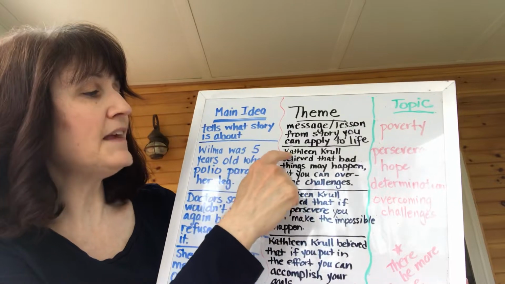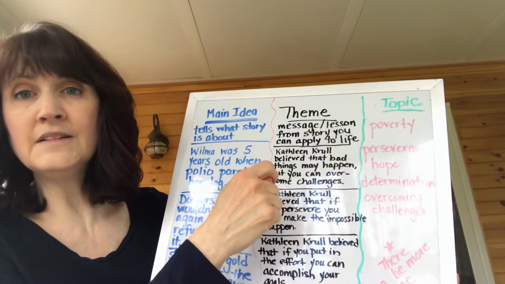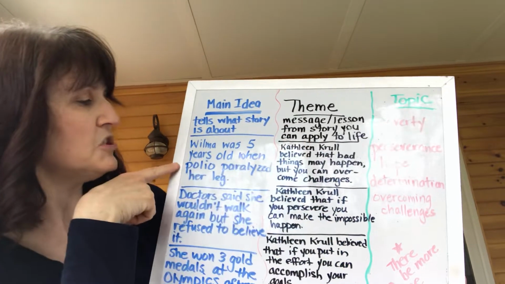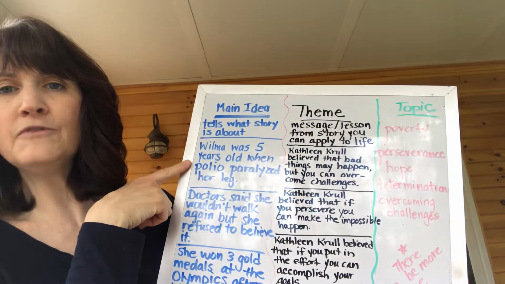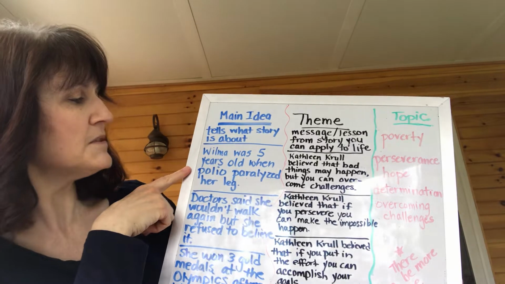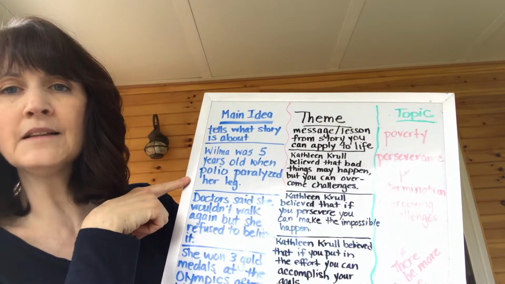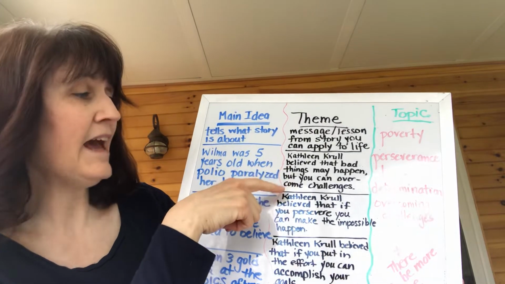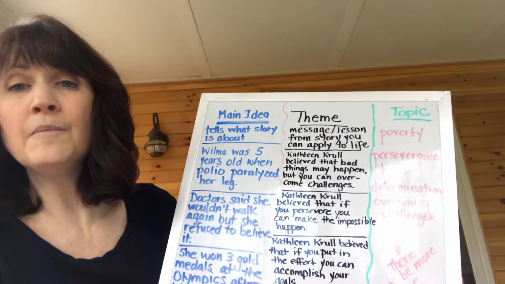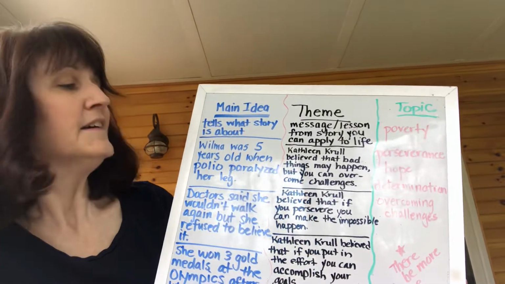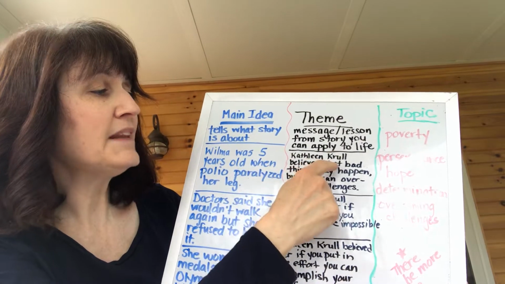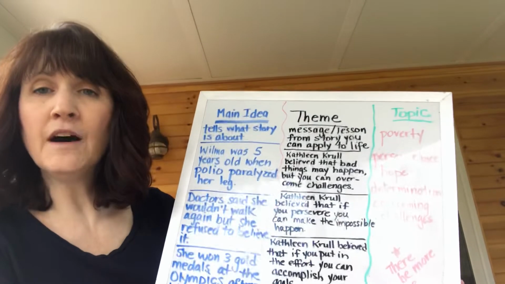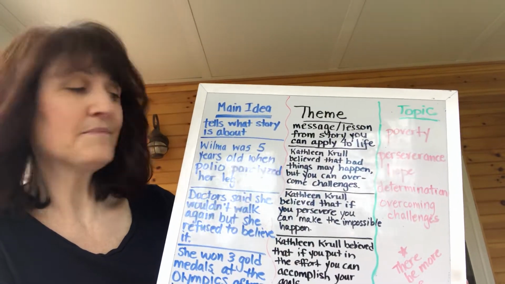And I start my theme with saying the author, or in this case Kathleen Krull, believed that, what did she believe? What did she prove to us over here? Wilma was 5 years old when polio paralyzed her leg. Well, she believes that sometimes bad things can happen, but you can overcome those challenges. If I took out Kathleen Krull believed that, it gives me my theme. Bad things may happen, but you can overcome challenges.